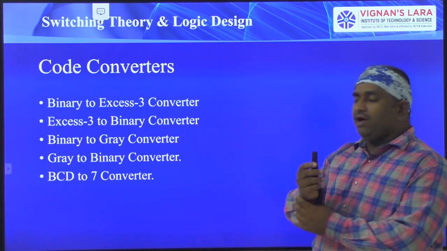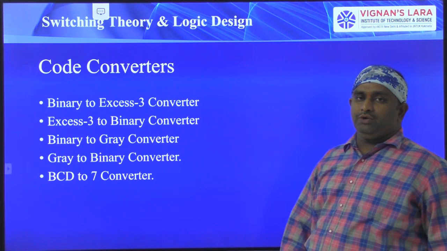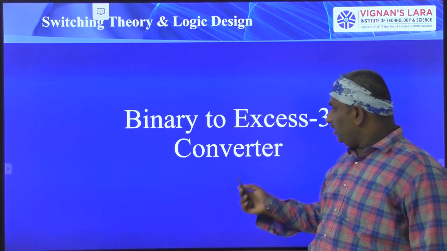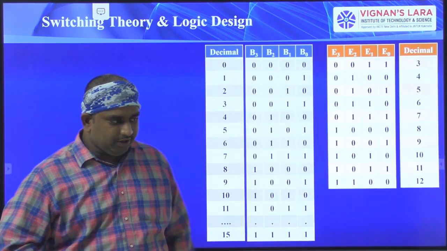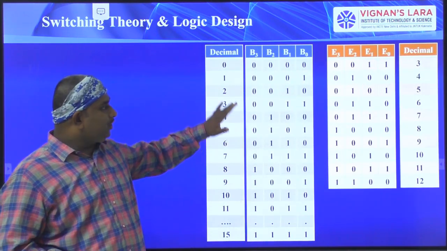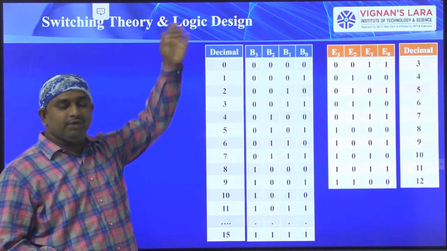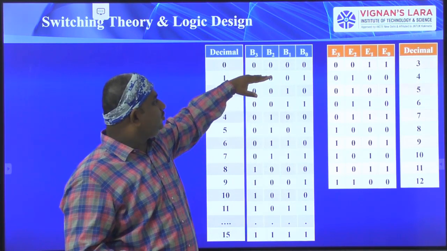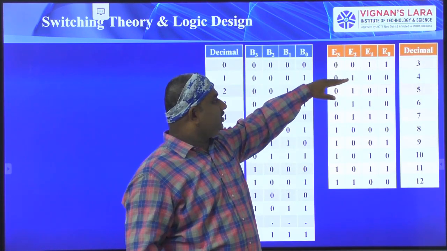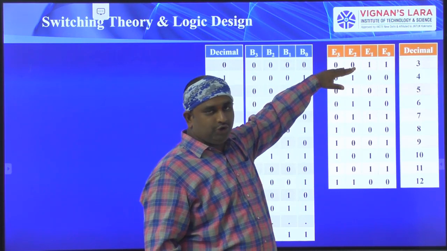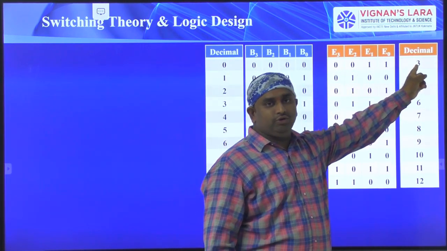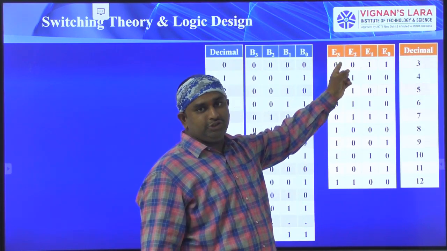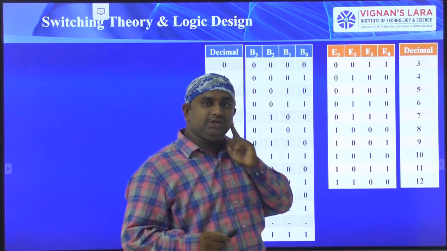So in the last class we have already discussed the binary to XS3 code converter. In this topic, I already said that these are the tables for converting the binary information to XS3. When binary 0000 equals XS3 0011, this is the 0 value. Actually, this is the binary equivalent of 3 in decimal. But here the 0011 in XS3 is representing 0.